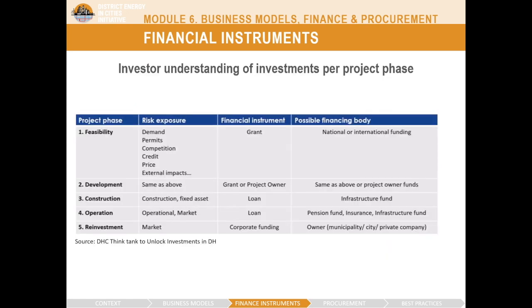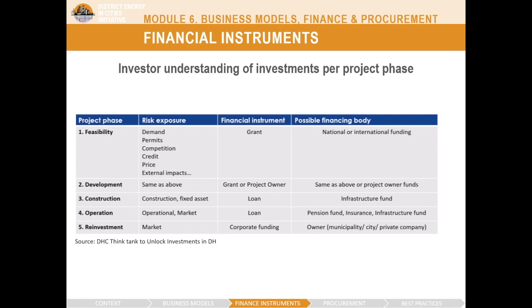Investor understanding of investments per project phase. As mentioned in previous modules, district energy project development can be divided into 5 phases, namely feasibility, development, construction, operation, and reinvestment. In each phase, different financial instruments can be accessed to fund the activities needed to be carried out in that phase. Grants and loans are the most common types of financial instruments which are accessed in district energy development.